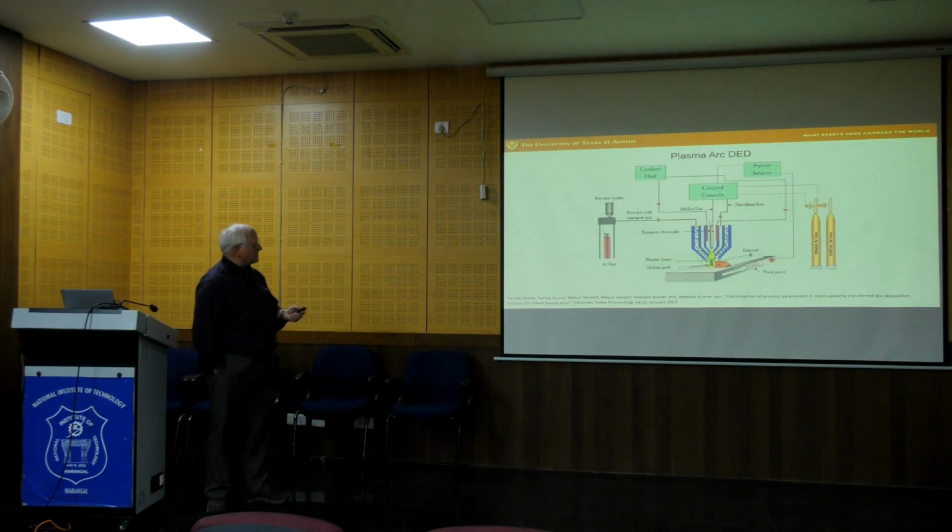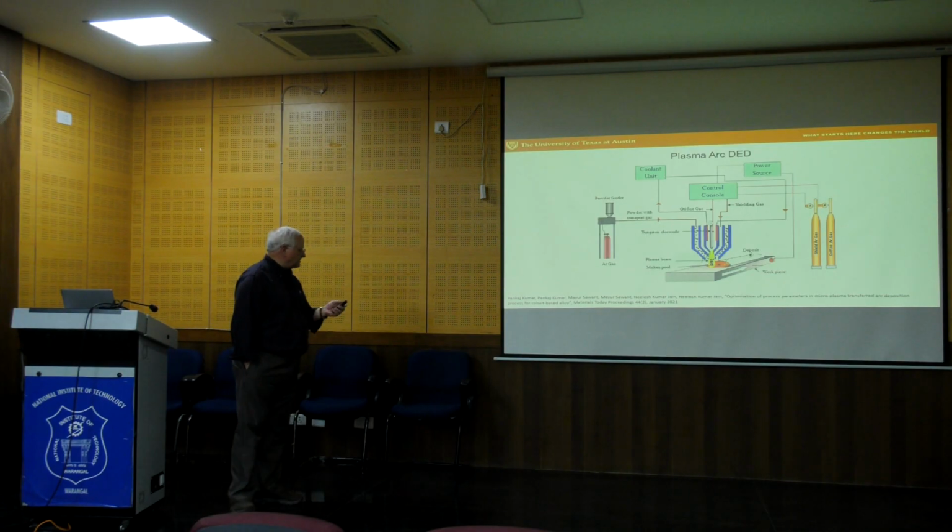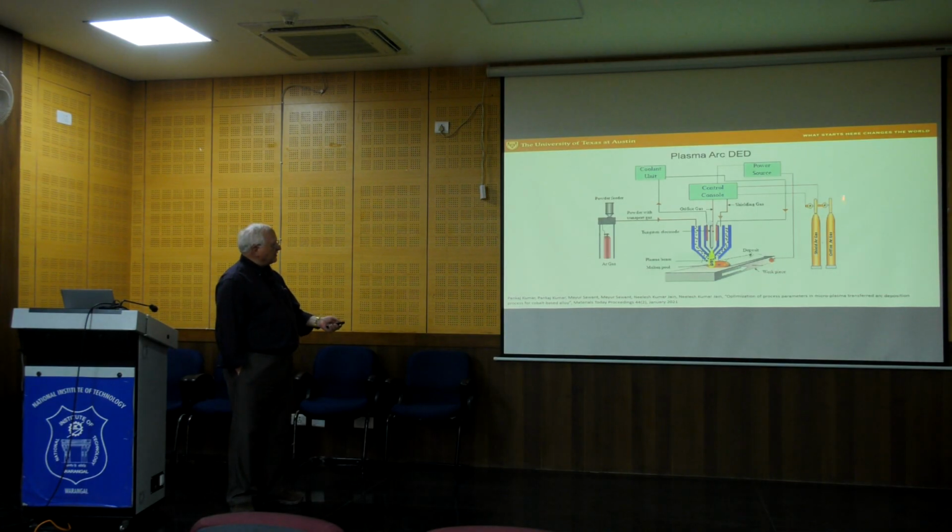So anyways, that's this process. This shows what a plasma arc DED might look like. This came from a paper, but basically we have the weld gas source goes to a control console. There's a shielding gas that comes down, the orifice gas. Again, this is for plasma arcs. So we have the constrained beam here that produces the plasma. So it creates a plasma source as opposed to an electric arc.